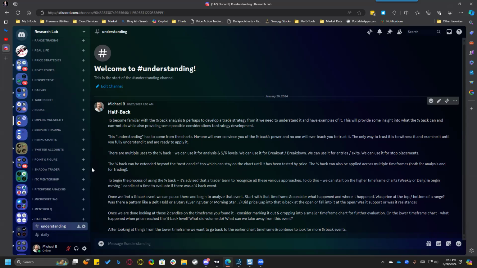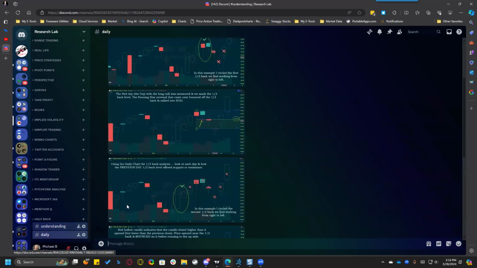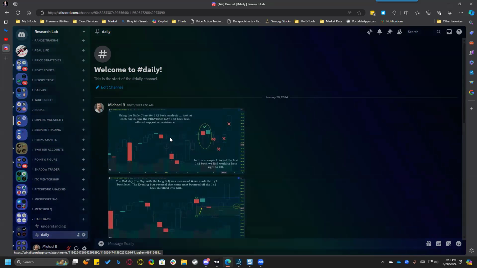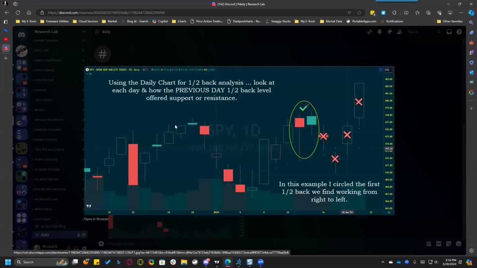Okay, so nice little write-up. Let's look at some of these charts. I'm on a daily chart. I got the SPY using this for the halfback analysis.